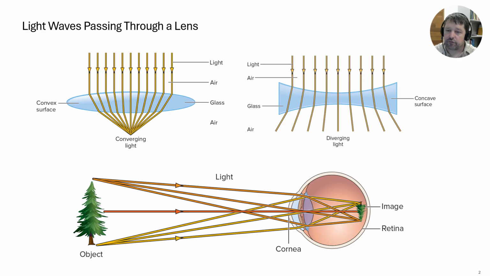Okay, and so that is going to form, in this case, it's showing you the image is actually upside down because when the light comes through the cornea, it reflects, and it reflects in the opposite direction. So the base of this tree is reflected up here, and the crown of the tree is reflected down here. So the image is actually upside down. And then when that signal is sent to the brain, it flips it back over.